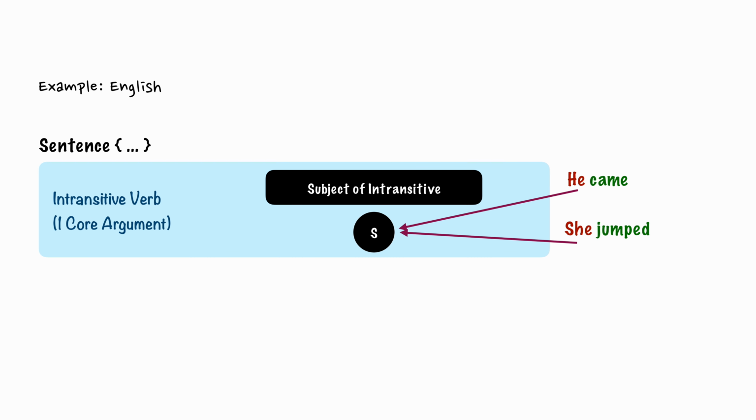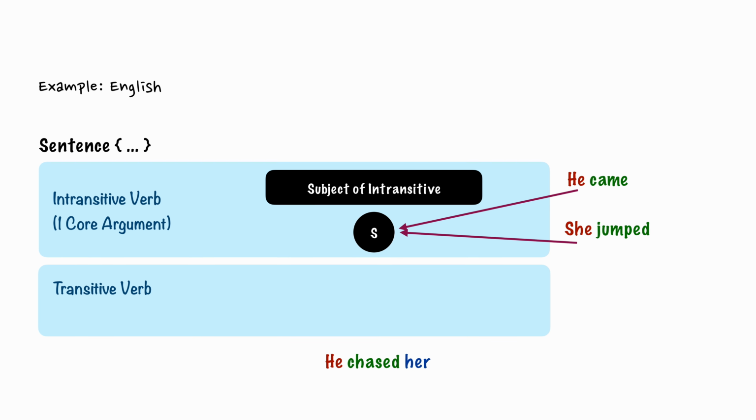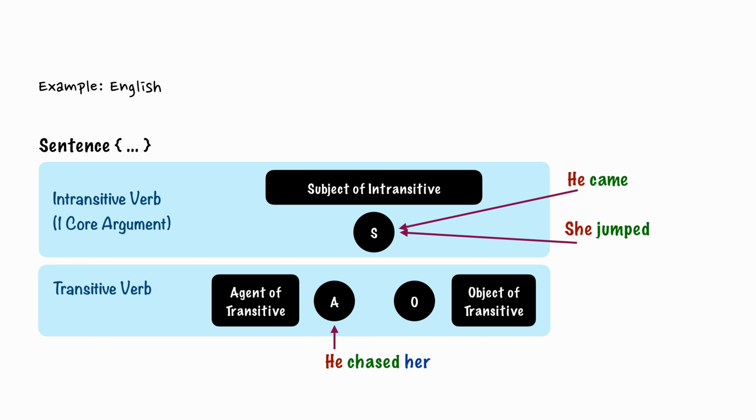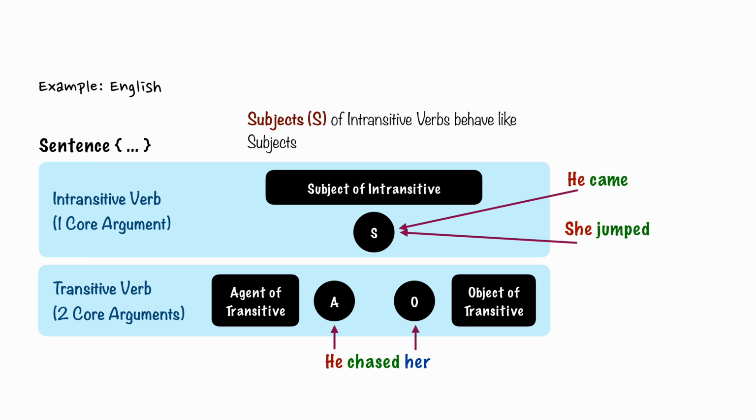Now compare these with this sentence. He chased her. This sentence has a transitive verb, chased, which takes an object O. Here, he is the agent subject A, while her is the object O. So a sentence with a transitive verb has two core arguments. In these examples, the subject S in intransitive sentences behaves similarly to the agent A in a transitive sentence. He in "he came" is in the same form as he in "he chased her."